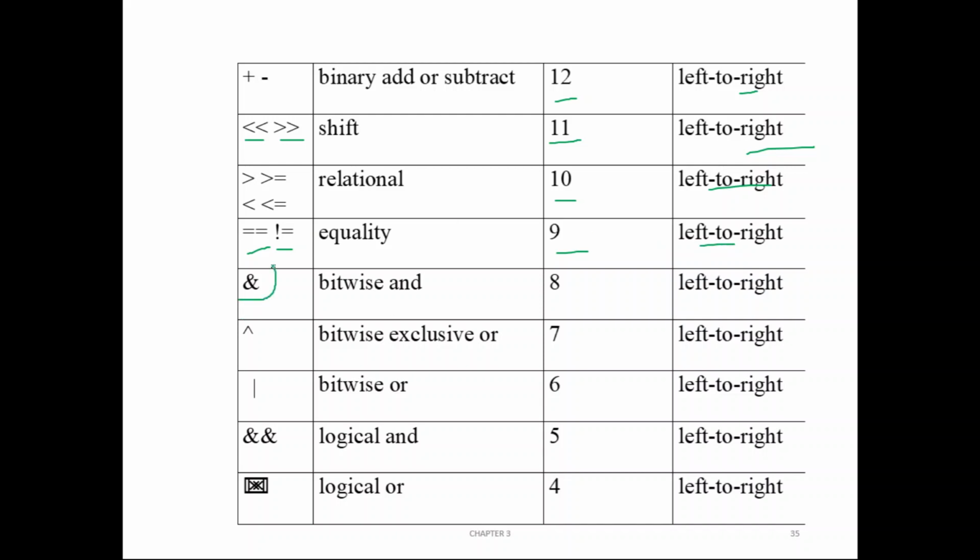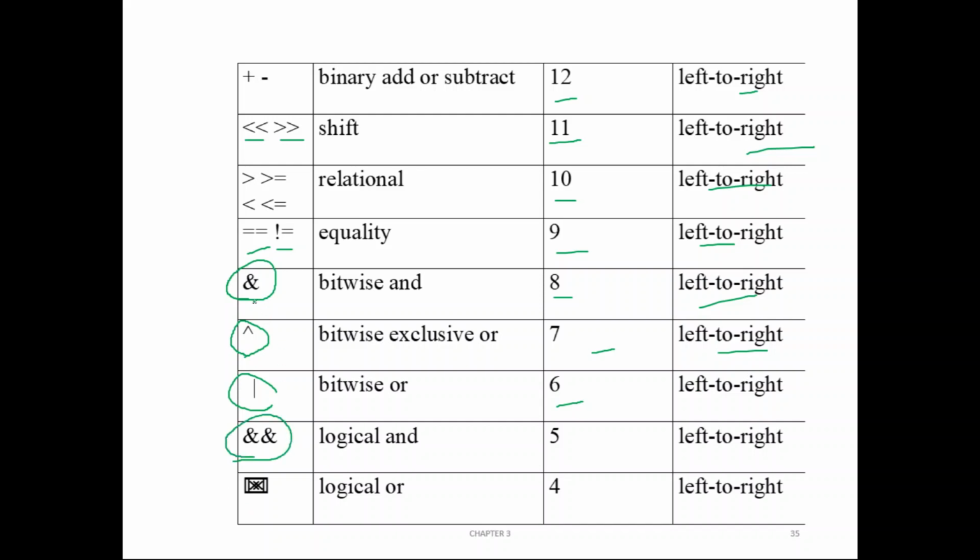And this is bitwise AND, to perform bitwise AND on two operands. If an expression contains more than one bitwise AND, it will execute from left to right. Then bitwise exclusive OR, the next highest priority, will also execute from left to right if more than one exclusive OR is to be done. Then bitwise OR, the next highest priority, will also execute from left to right. Then this is logical AND, double AND.